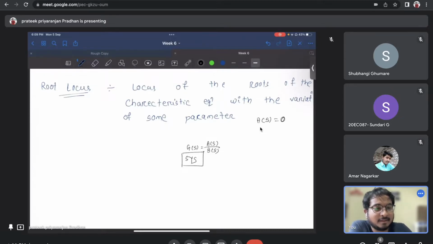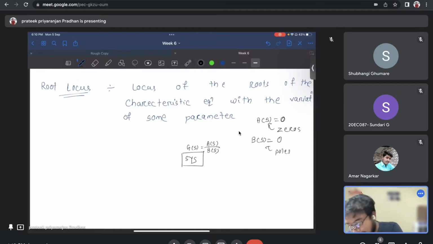There is nothing to fear. If you don't know or if you say it wrong, there are only two options: either they will be poles or they will be zeros. So what do you think? Very simple question. You can type in the chat box also. Okay. For whatever values of S, A of S is 0, they are called the zeros of the system. And if we equate B of S, the denominator part, equal to 0, then the solutions will be called the poles of the system. Okay, simple.